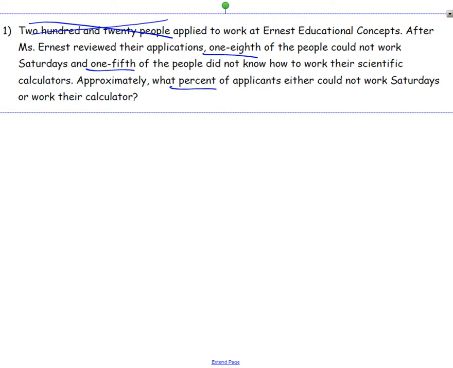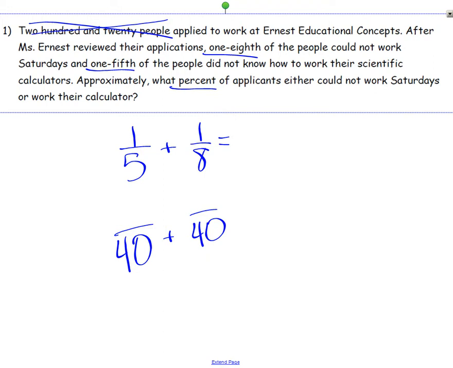So we have 1/5 plus 1/8. So why do we change it to 40? Because we need a common denominator. So we have something over 40 plus something over 40. How many 40ths is 1/5? How do we get from 5 to 40? Times 8, which means we can do 1 times 8, which is 8.